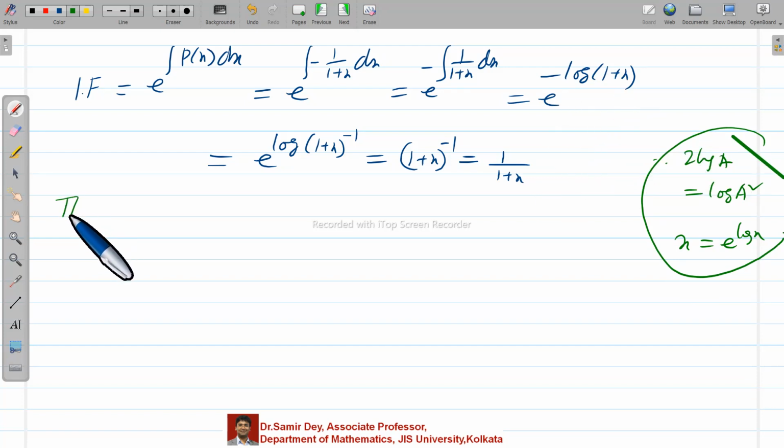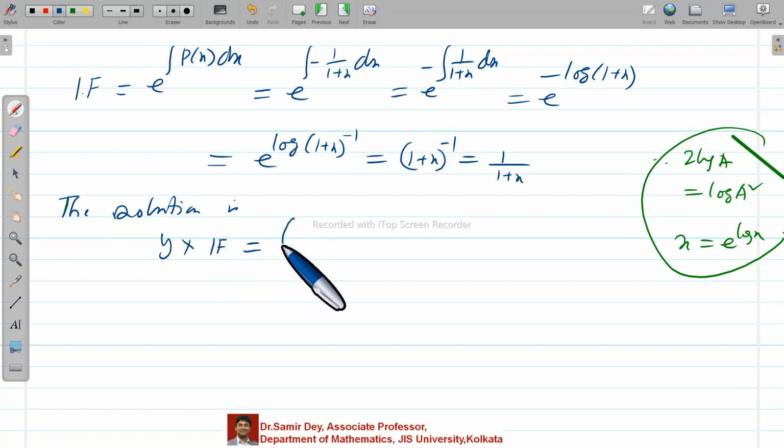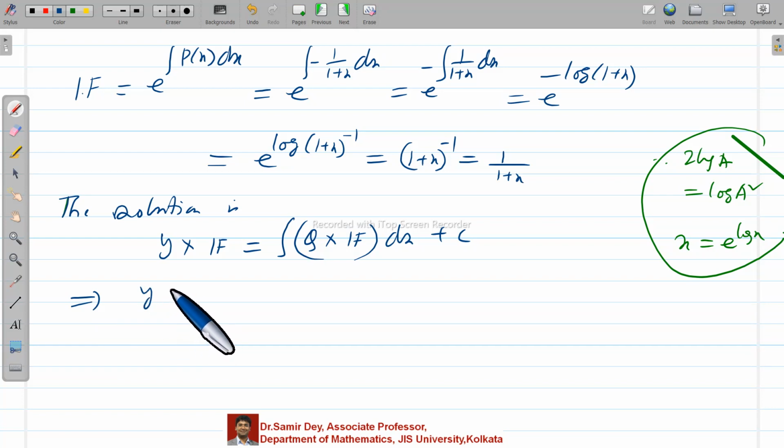Now the solution is... what about the solution? The solution is, what is your formula? y into integrating factor is equal to integral of q into integrating factor dx plus c. So what is your integrating factor? y into 1 by 1 plus x is equal to integral of q into integrating factor. What is your q? First you have to substitute here.